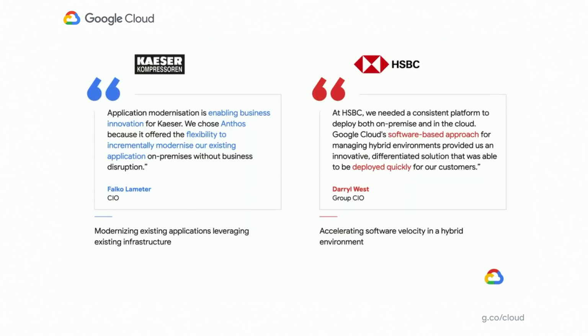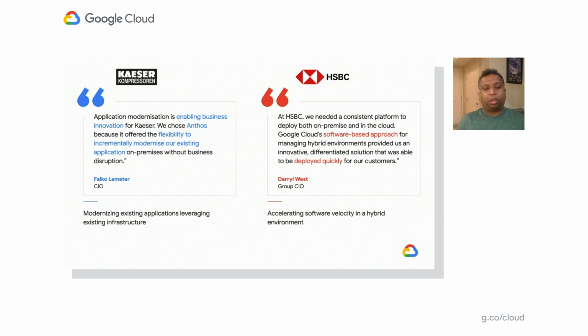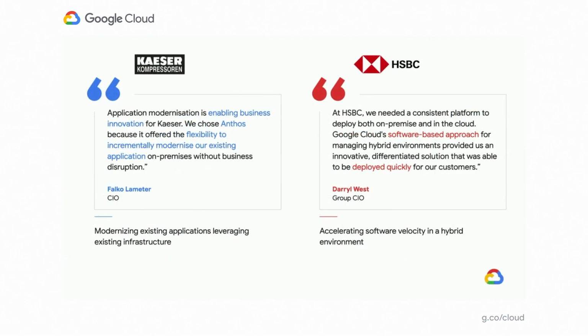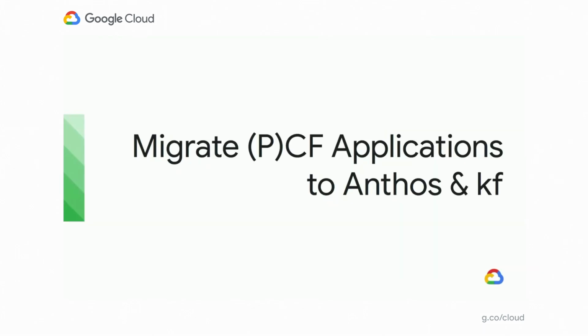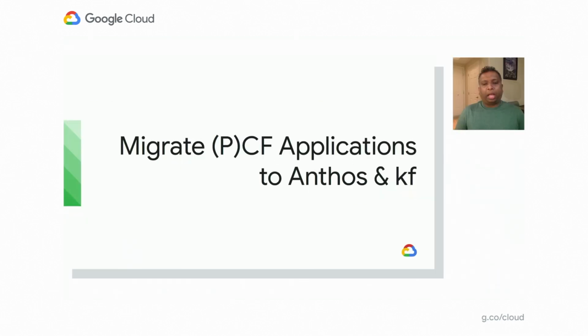So these are a couple of our customers who have used Anthos to increase their DevOps performance. Kaiser Compression is one of the leading manufacturers of compressors in the world. They used Anthos to modernize existing applications on their current infrastructure. HSBC used it slightly differently. They used Anthos to accelerate their software velocity in a hybrid environment. Next, let's look at how you can modernize and migrate your Cloud Foundry applications using Anthos and KF. This applies to both Pivotal Cloud Foundry applications as well as the open source Cloud Foundry applications.